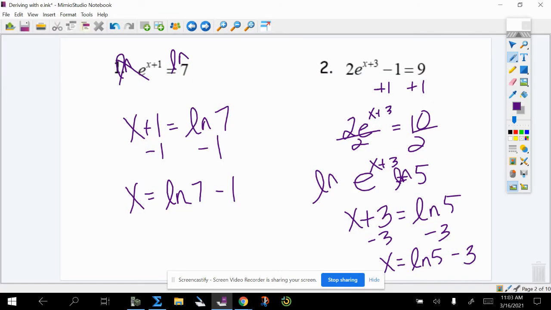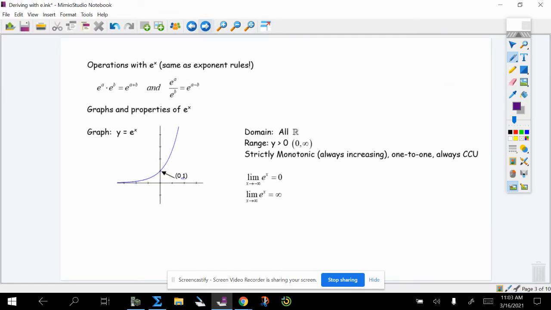And then finally, the last thing you should know about e is some basic operations and visual characteristics. Since e is just a number, we can treat it the same way we treat all exponent rules. So if we multiply e's together, we add their exponents. If we divide e's, we subtract the exponents. Every operation that you did with any other number would be true for e.